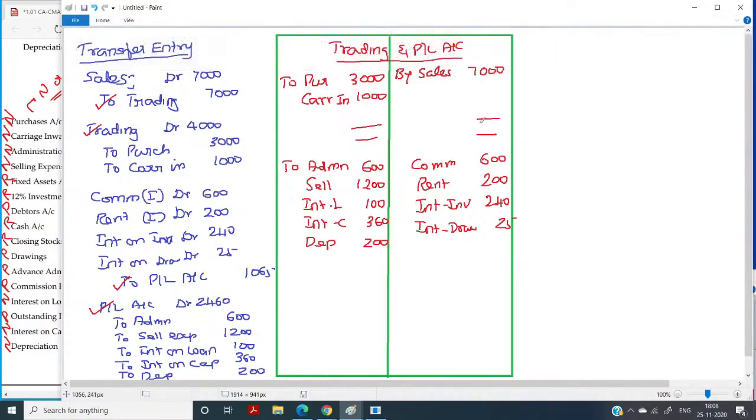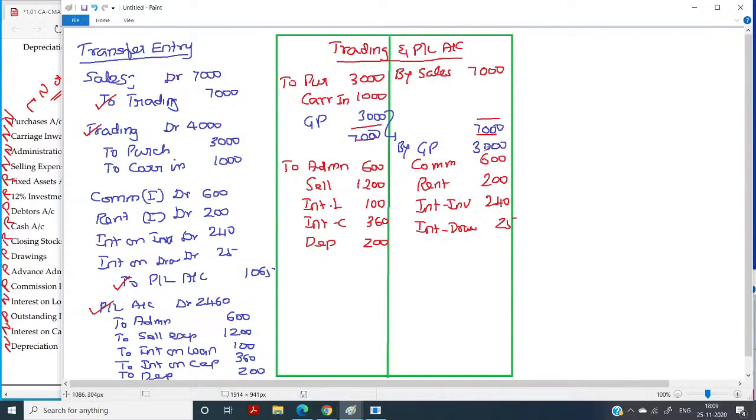What is the gross profit here? Make it faster. Yeah, very good. 7,000 rupees minus 4,000, so GP is 3,000 rupees. I am transferring the GP here, so by GP, 3,000 rupees.